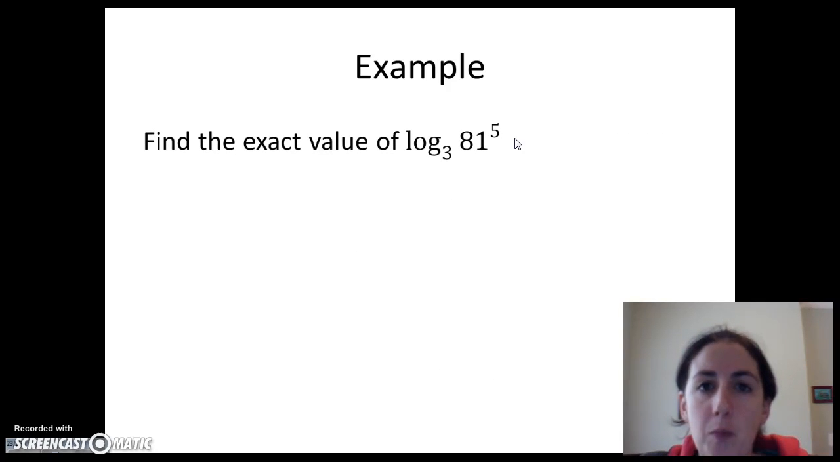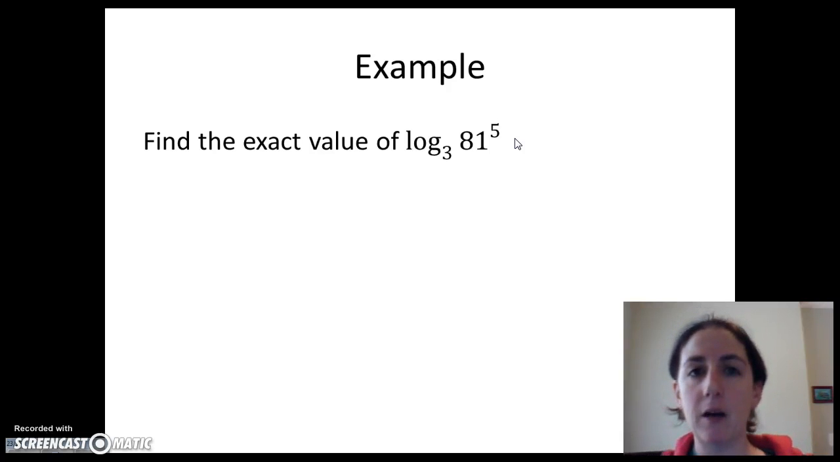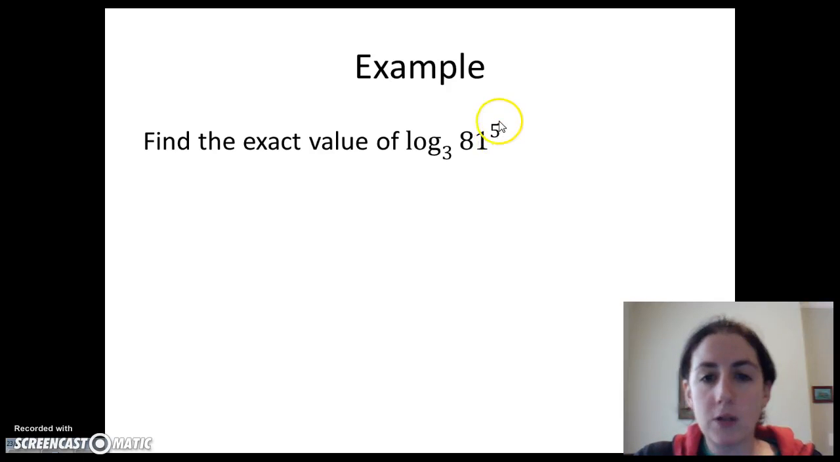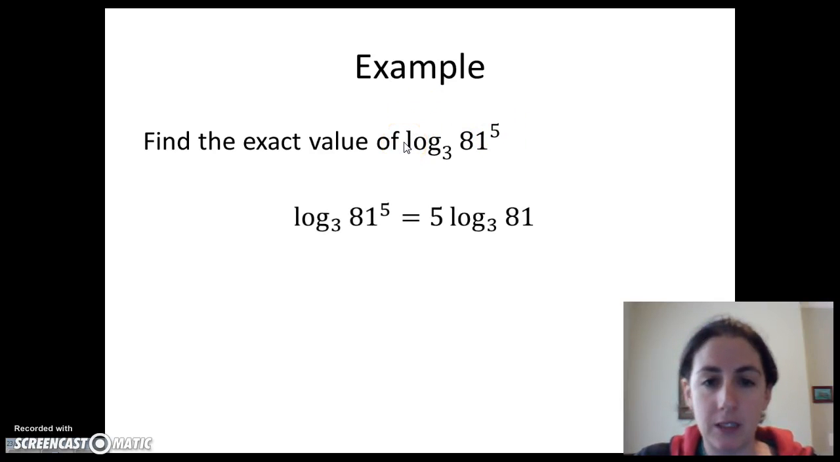Now, we've done a similar problem to this, where we find the exact value without using a calculator, and I'm going to show you how the properties apply in this one. Log base 3 of 81 to the 5th. What you're taking the logarithm of is being raised to a power, so we can bring that power out front. Make it a coefficient. Now we have 5 times log base 3 of 81.